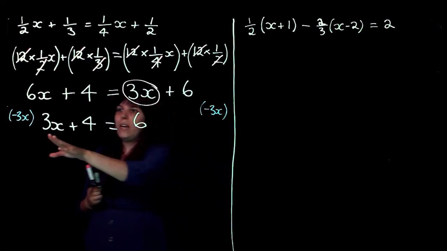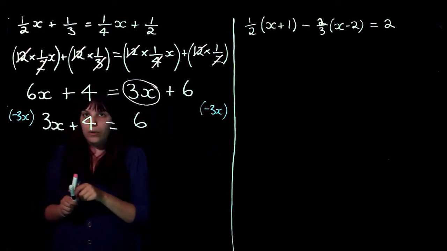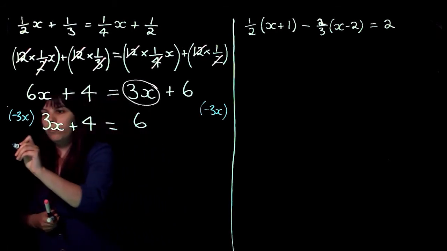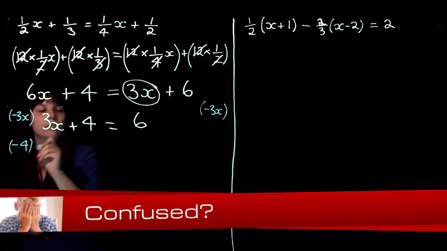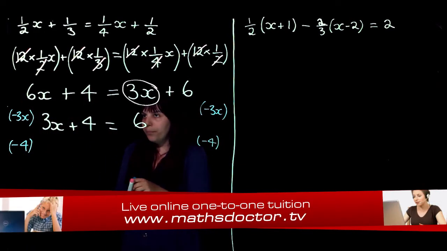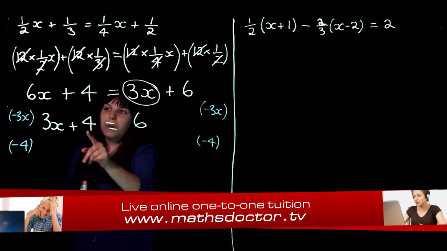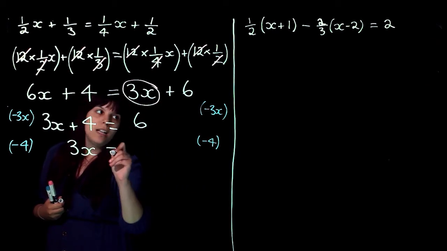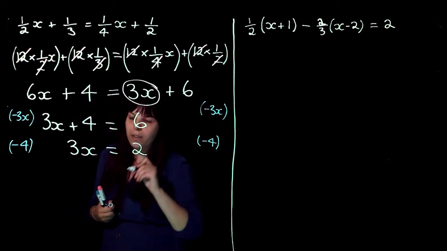Now I've got my 3 times x, and then I'm adding 4. So I want to get rid of the plus 4. How do I get rid of plus 4? Subtract 4. And I'll do that from both sides. So 3x plus 4 minus 4 is 3x. And 6 minus 4 is 2.